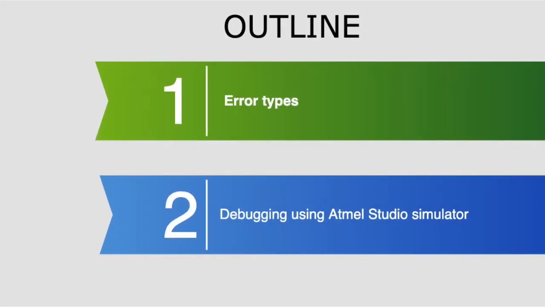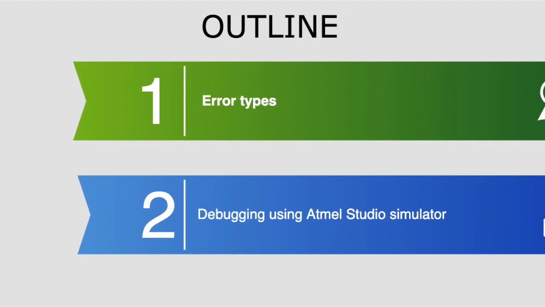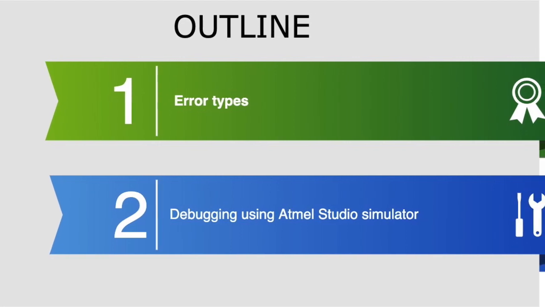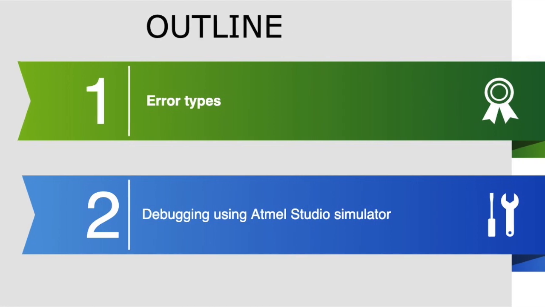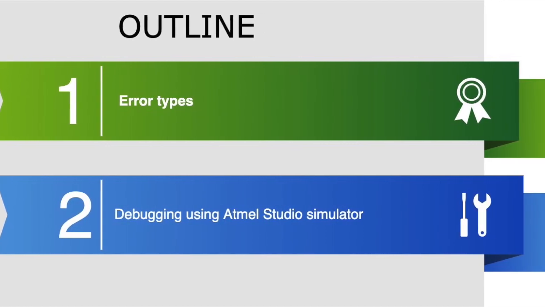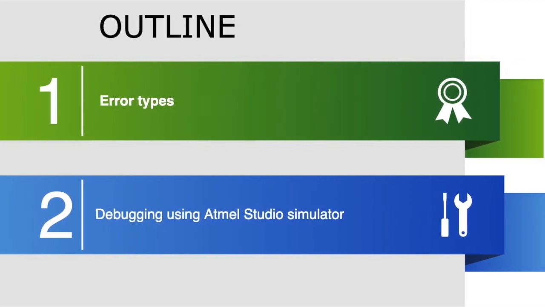Hello students, in this video we are going to see the different types of errors in programming, and also we are going to see how to debug the code which we have written in the previous video through a simulator available in Atmel Studio 7.